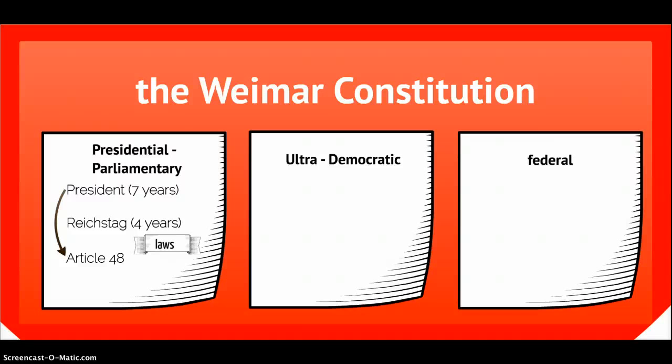In times of emergency in Germany, he can bypass the Reichstag, enact emergency laws and suspend civil liberties to protect Germany from future emergencies. He's got these emergency powers under Article 48. Well, it's an ultra-democratic constitution, more democratic, for example, than Britain and France were at the time.